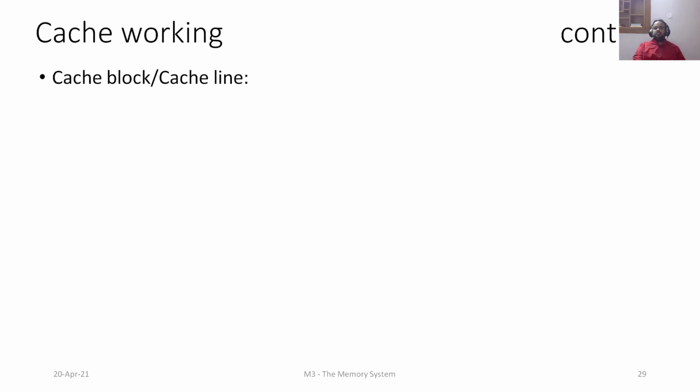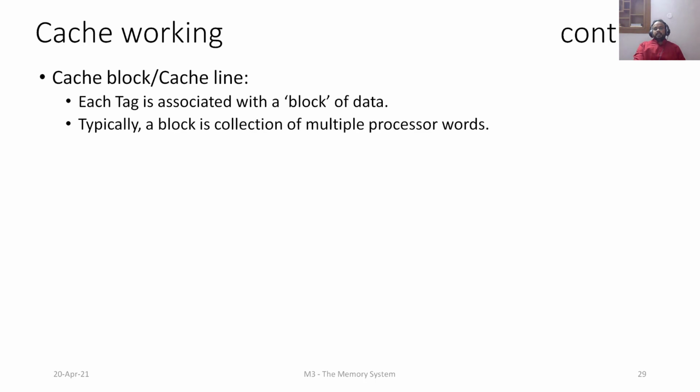Another design question is how to decide on the cache line size or cache block size, right? Each tag is associated with a block of data, that is its definition. And you can imagine that a block is a collection of multiple processor words. If the processor word is 4 bytes or 8 bytes, typically the cache block size is 64 bytes or 128 bytes. Now we use the block offset obviously to pick one particular processor word. How do we decide on the block size?